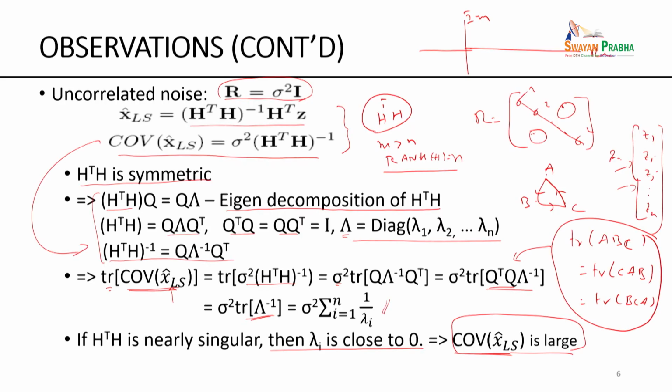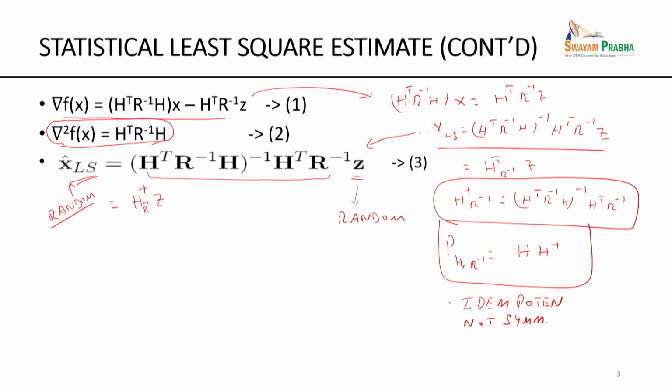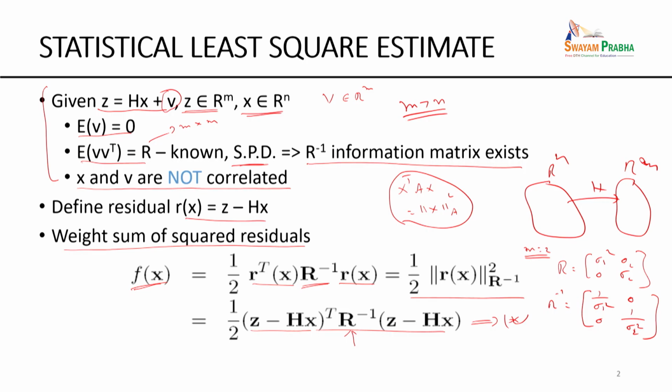Now, I assumed in this analysis that sigma square is known. So suppose sigma square is not known. Let's go back now. What is sigma square? Sigma square is the variance of the noise that is affecting the observation.